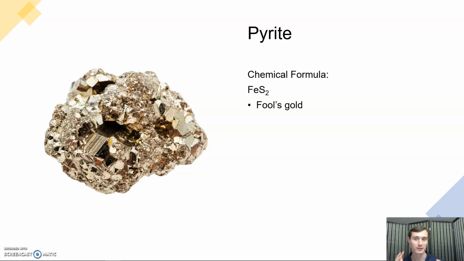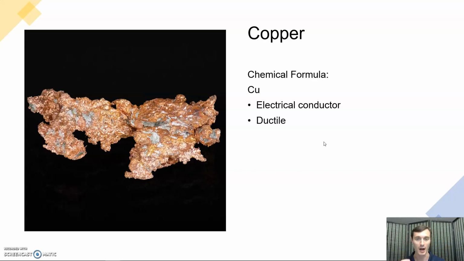Pyrite, otherwise known as fool's gold, when you break it all down, is just iron and sulfur put together. Another mineral is copper, and this is called native copper, just regular old plain copper, Cu chemical formula right here. Very good conductor of electricity, ductile, you can make it into wires. Very important for industry, very important for the history of Arizona.